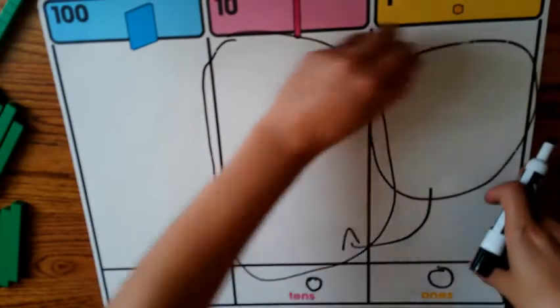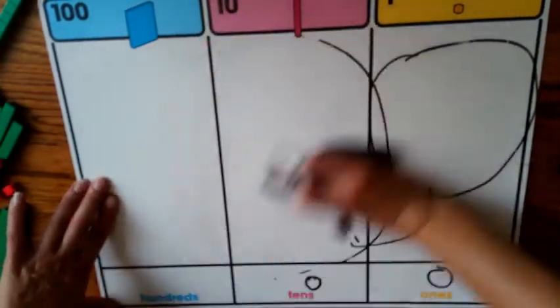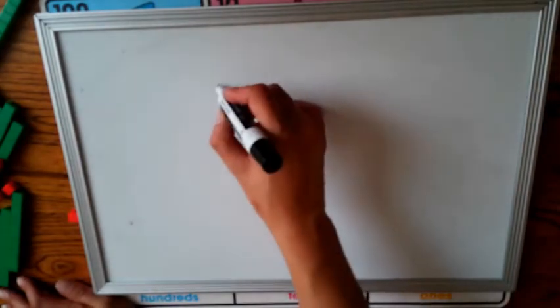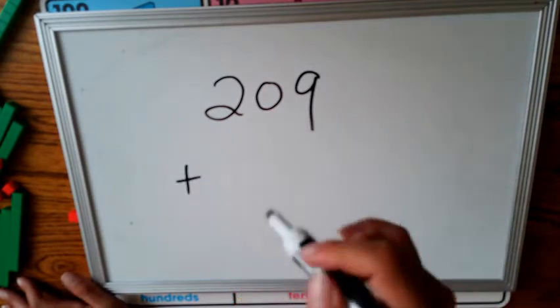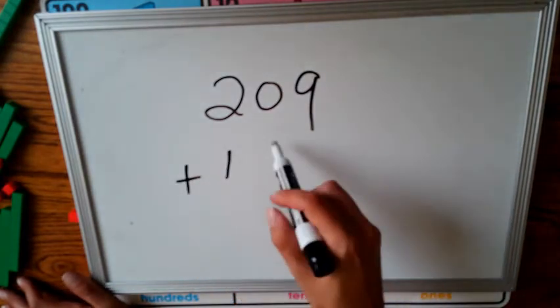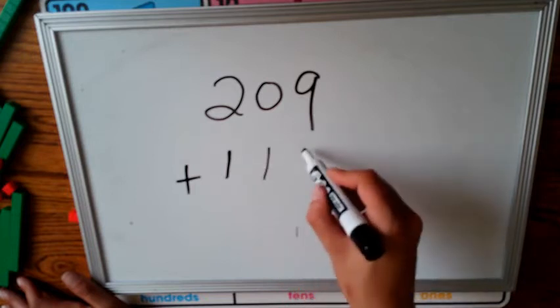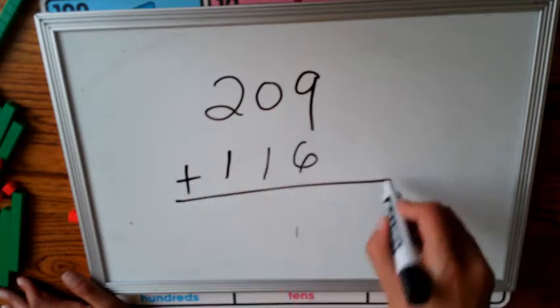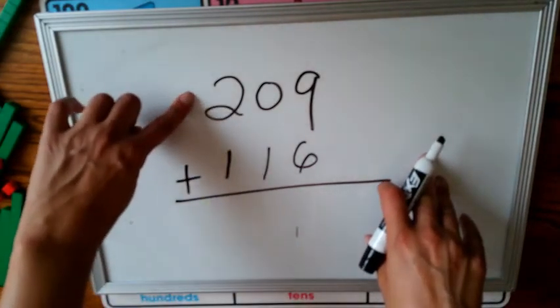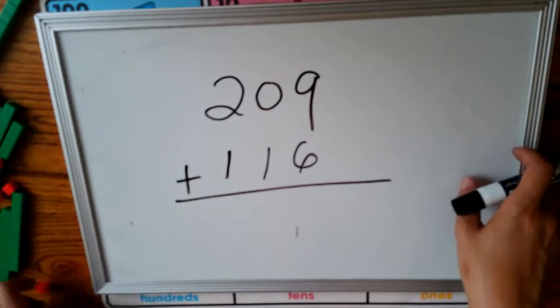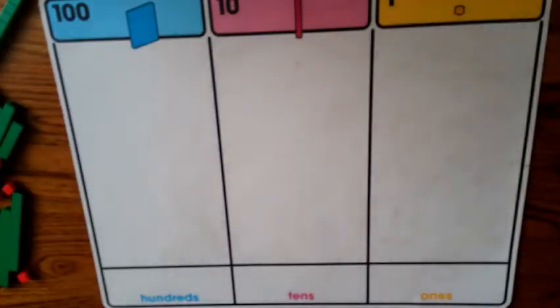And we'll do one together and see what we get. Okay. Here we go. Let's do 209 plus 116, because why not? Okay, so the first thing I need to do is build 209 on my place value chart. Okay, get your materials.